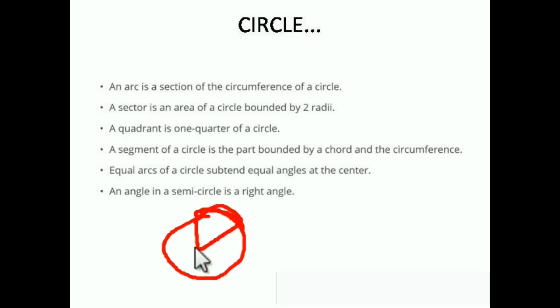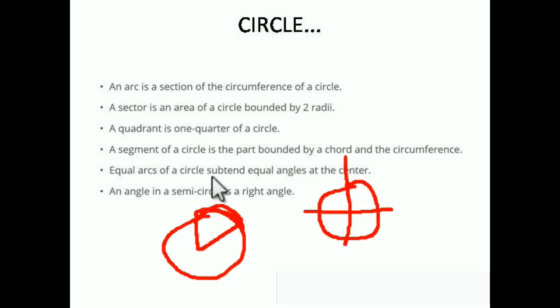With the help of two radii, bounded by two radii, we have a sector. And then we also know that if this is a circle, and this is the y-axis and this is the x-axis, then the quadrant is 1/4 part of the circle. Then a segment of a circle is the part bounded by a chord and the circumference.